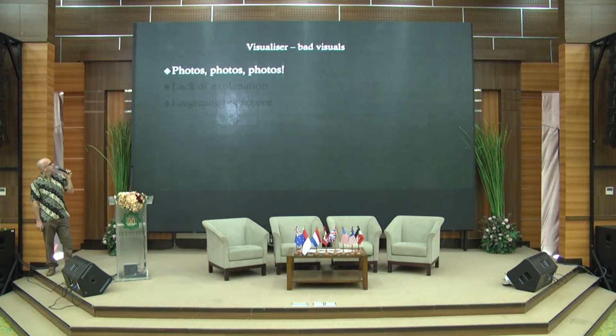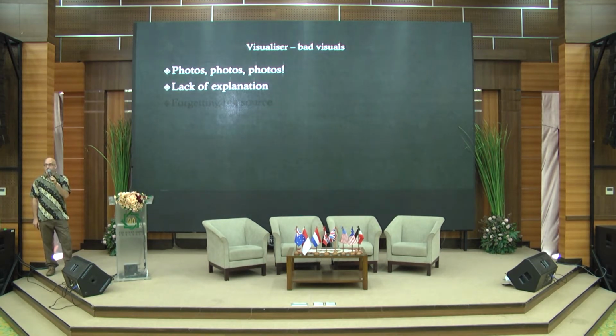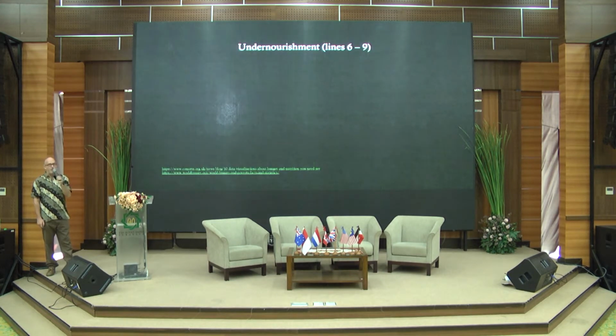Bad visuals: too many photos, no explanation about how the visuals relate to the text, and forgetting the source. If you're getting something off the internet, you should always cite it correctly. So here are some examples from the text.